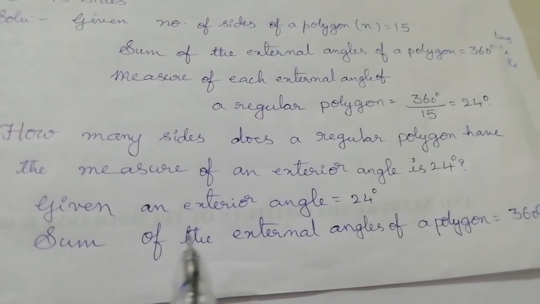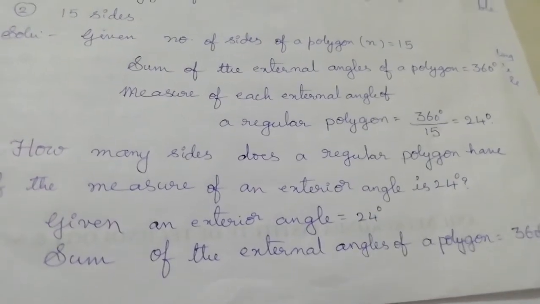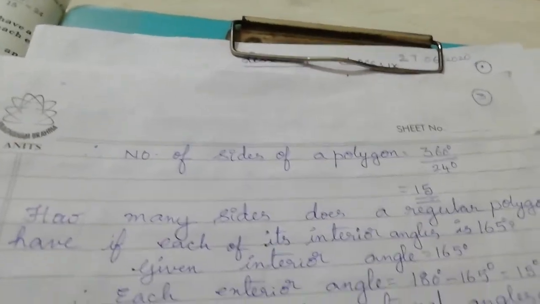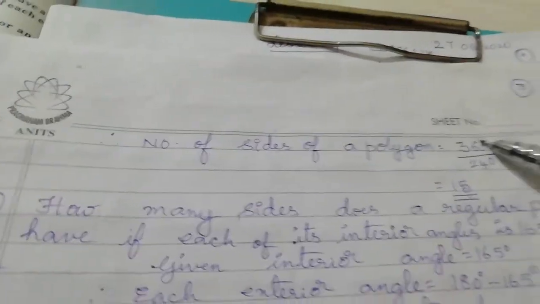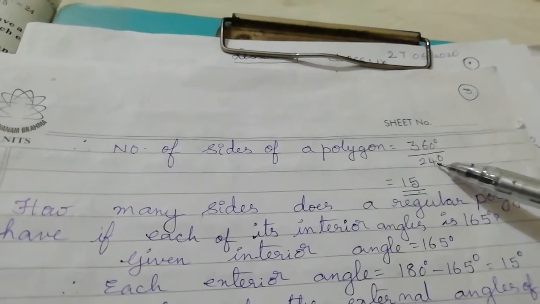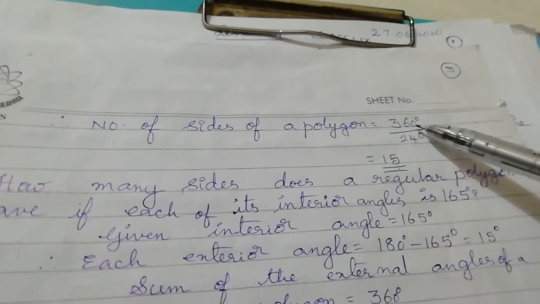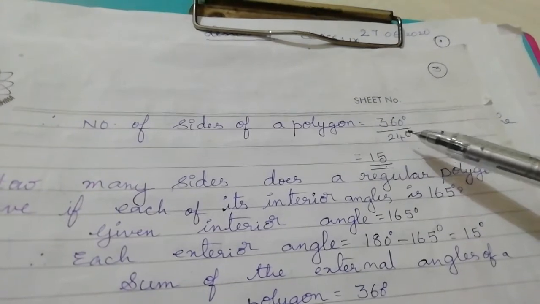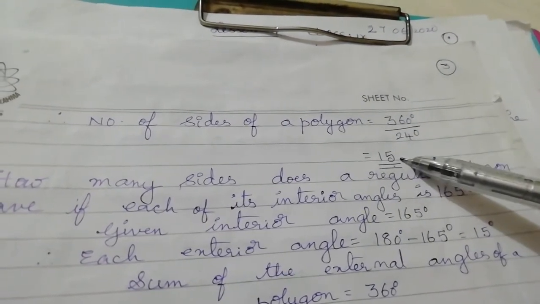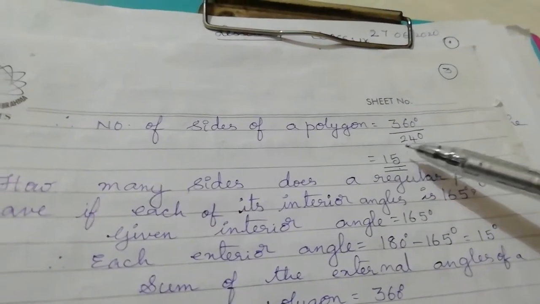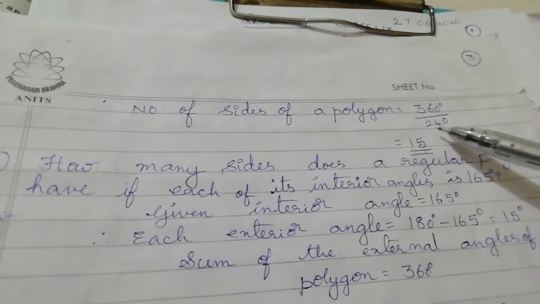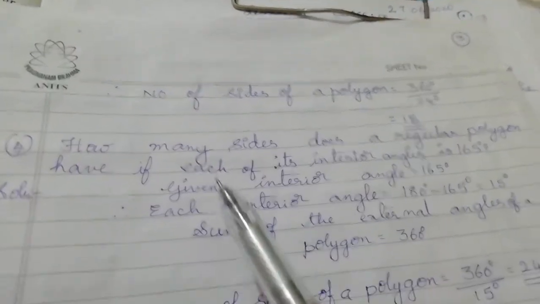And already we have sum of the external angles of a polygon is 360 degrees. Therefore, number of sides of a polygon is equal to sum of the exterior angles divided by each exterior angle. So 360 degrees by 24 degrees. 24 goes into 360 15 times. Therefore, number of sides of a regular polygon is 15. Now we come to fourth question.